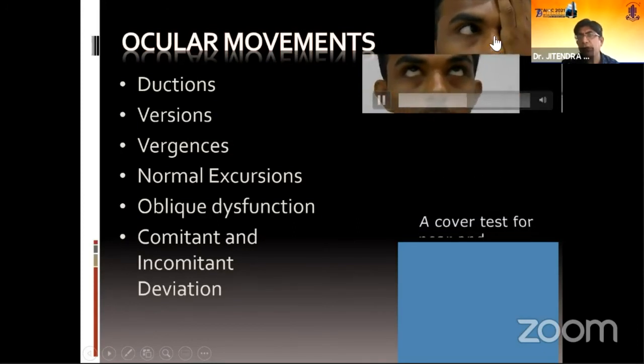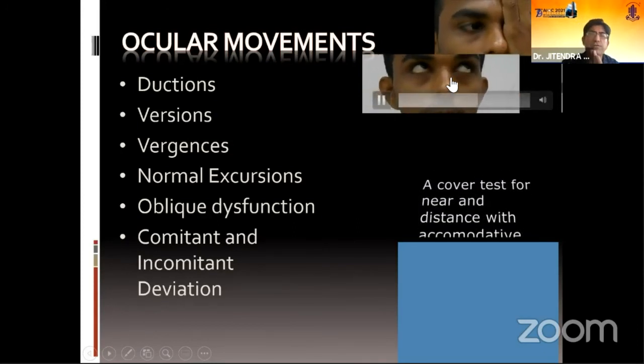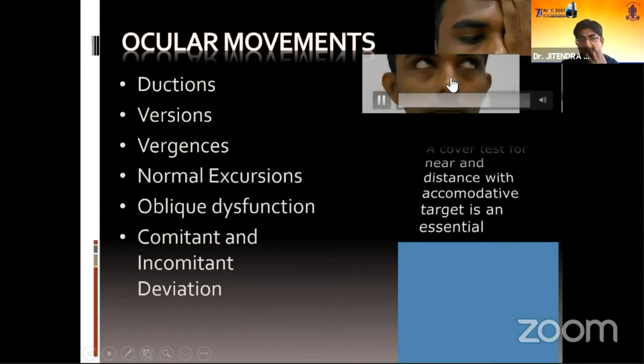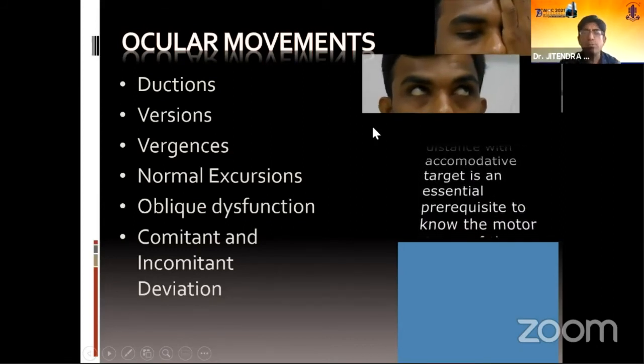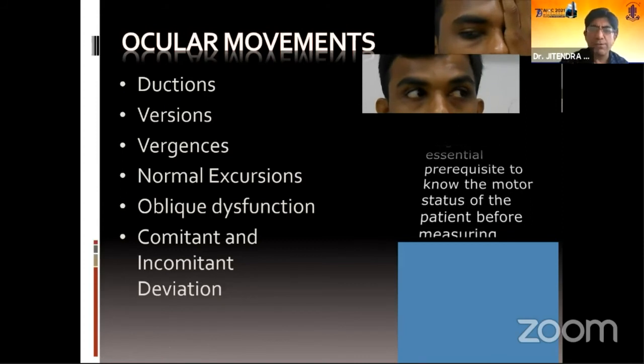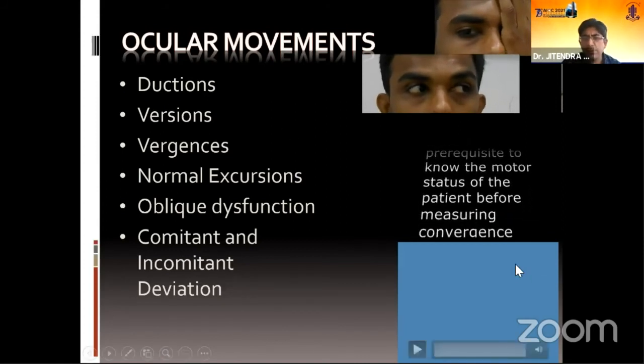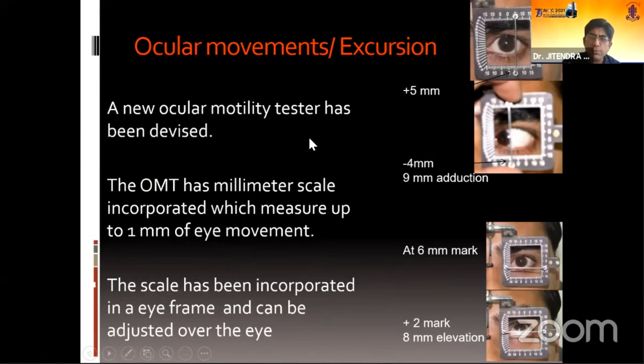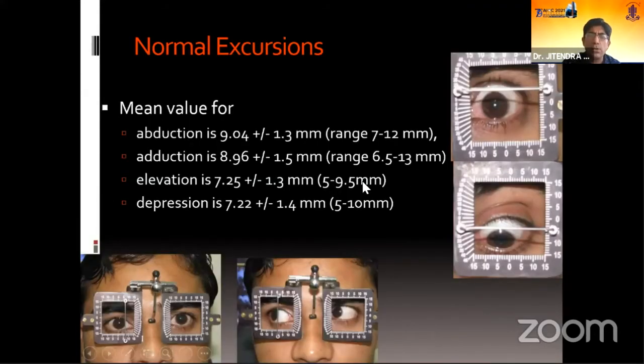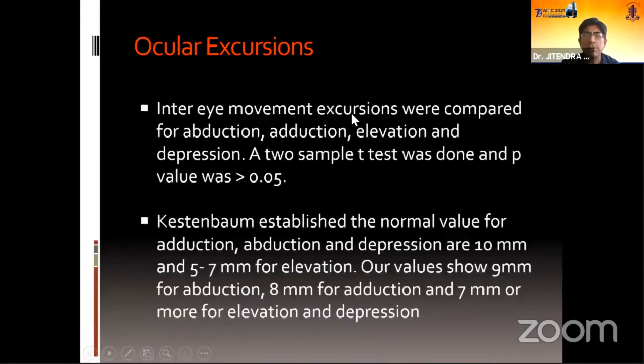When you cover one of the eyes, it is duction. When you see with both eyes together, it is version. And when you do a disconjugate movement, it is convergence or divergence. We will just move. Okay, this was a small device which we made to measure ductions, and this is to measure ocular movements. And this is the normative data for abduction, adduction, elevation, and depression. So this is just to tell you about measuring ductions.